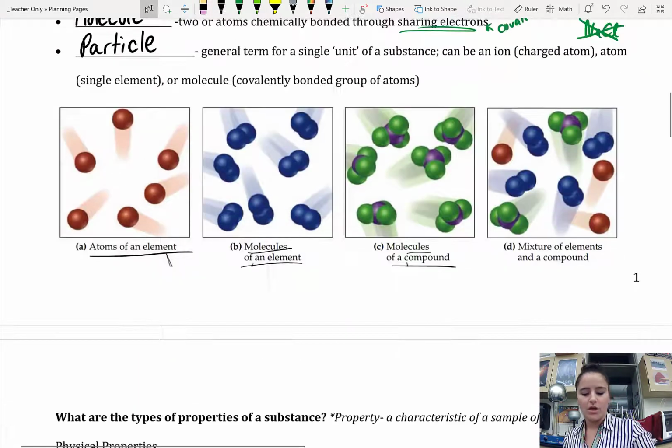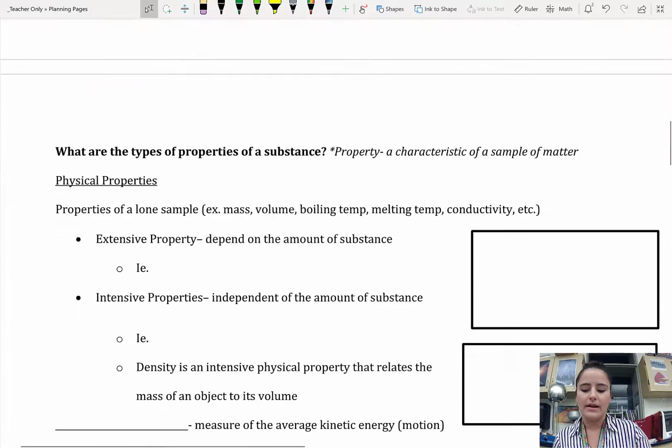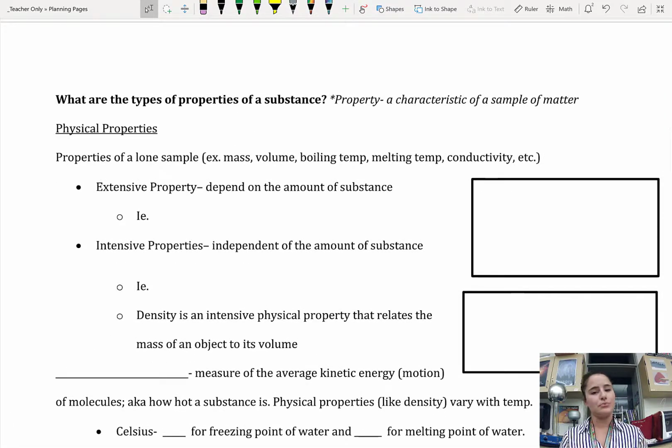So now we need to talk about the properties, aka the characteristics of a substance. And those are kind of divided into two broad categories in chemistry. Your physical properties, those are the properties of your lone sample, okay? Mass, volume, boiling temperature, melting temperature, color, shape, size, okay? Those are all physical properties.